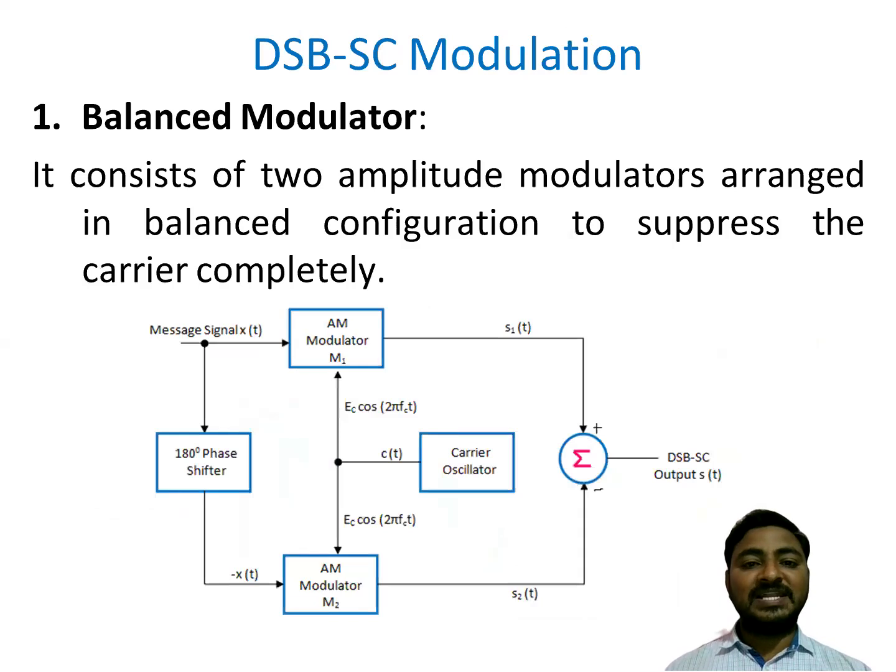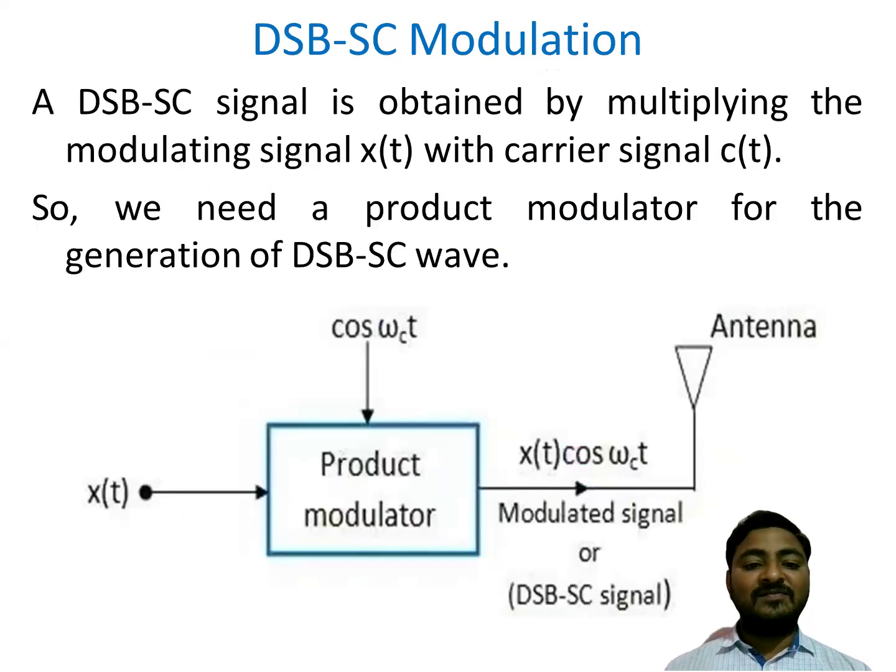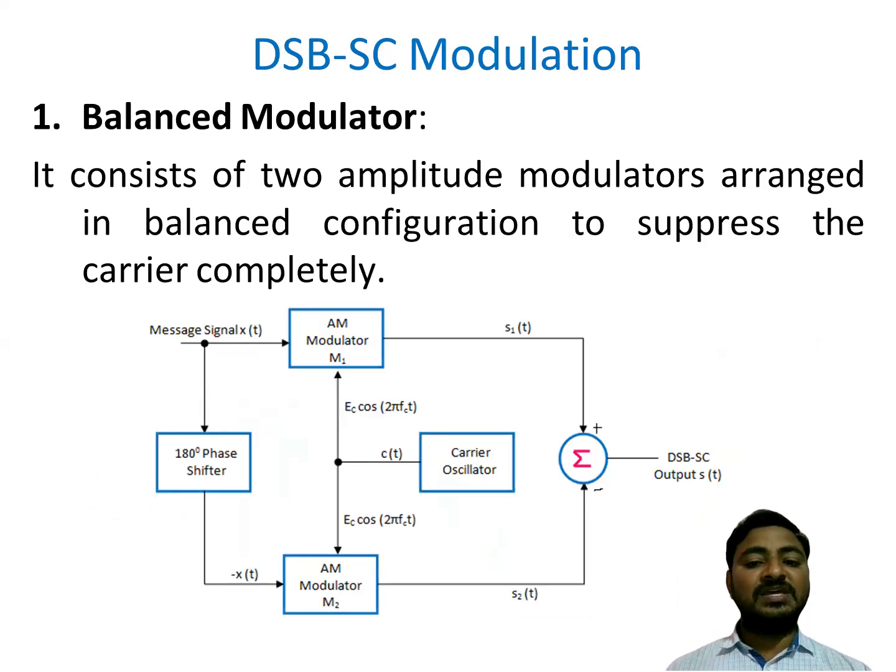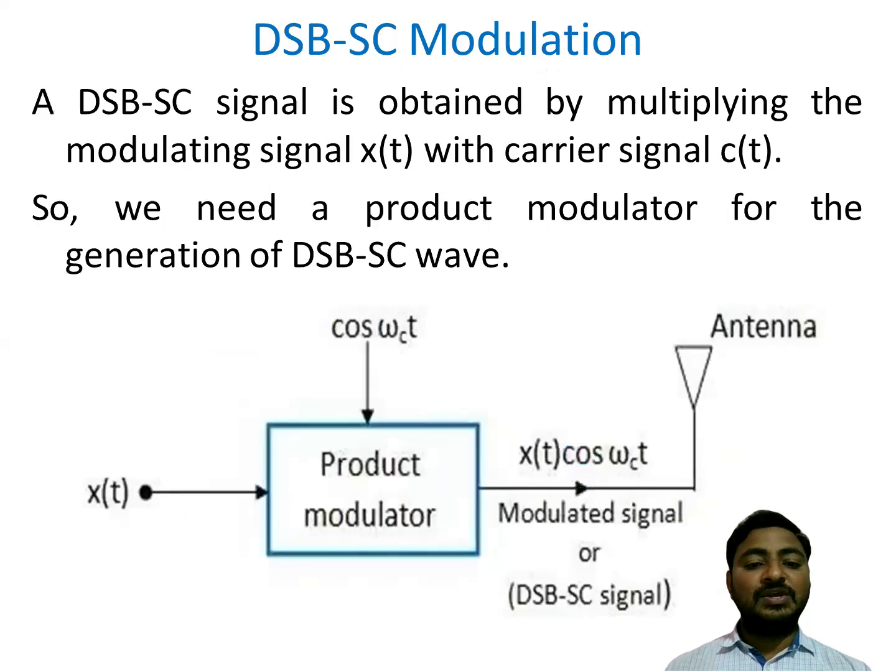Next is the generation of the DSB-SC wave, using two methods. The first one is the product modulator technique and the next is the balanced modulator technique. In the product modulator, you use one product modulator. The inputs of the product modulator are the message signal and the carrier signal. Then the output of the product modulator is the DSB-SC wave, S(t) = x(t) times c(t).